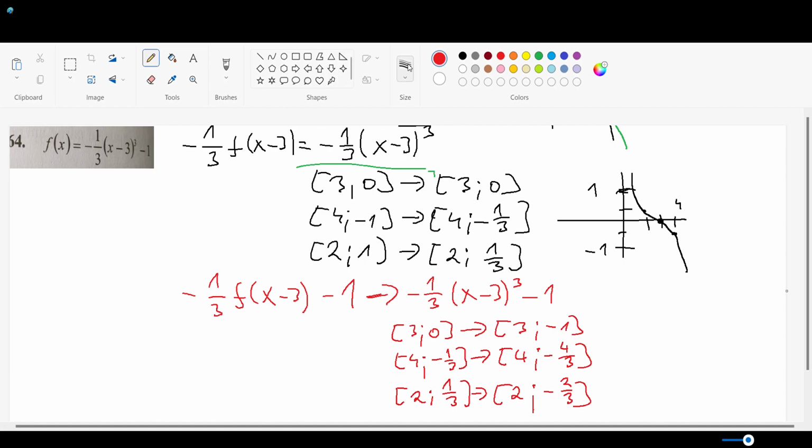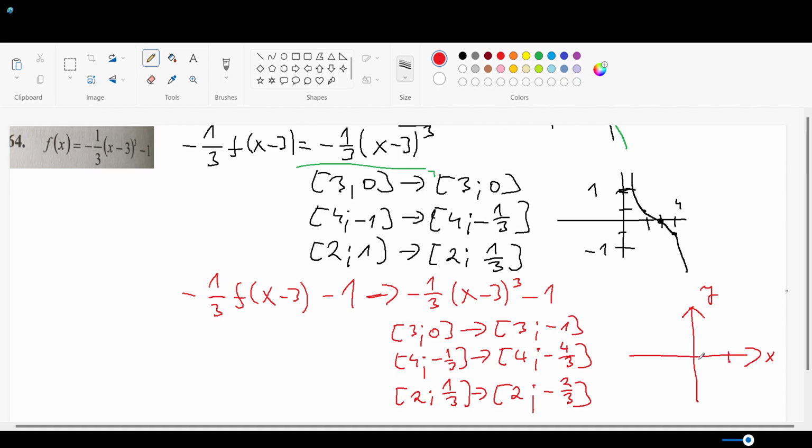And let me draw the graph. Oops, I'm sorry, some technical issues. So this is our x and y axis. So point 3 still remains here.